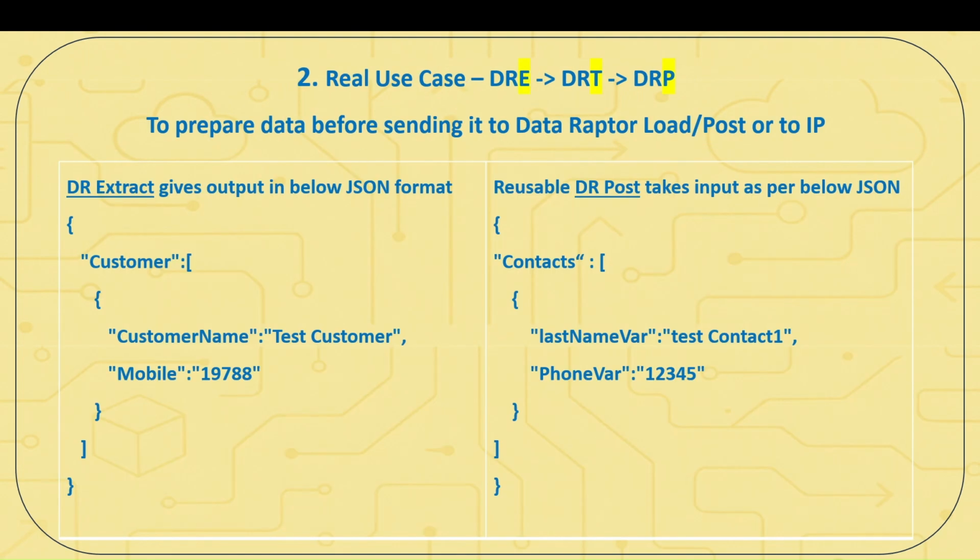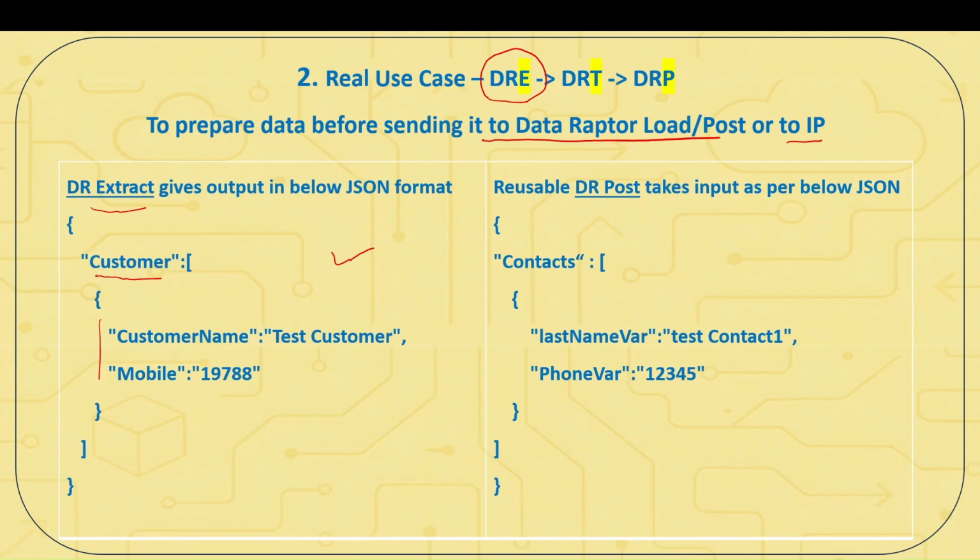To prepare data before sending it to the DataRaptor load or to IP. What does it mean? It means we are getting some data from the DataRaptor extract or from any source. For example, here is one DataRaptor extract. It gives output in this format. This format says customer is a node having these two values, customer name and mobile. But we need to create a contact for this input, or maybe for this customer.